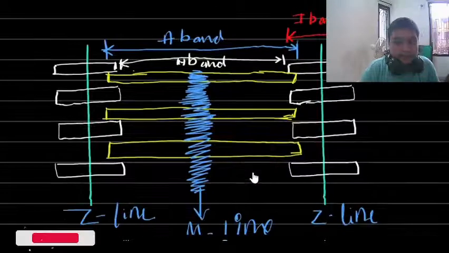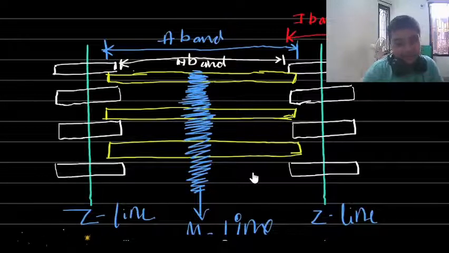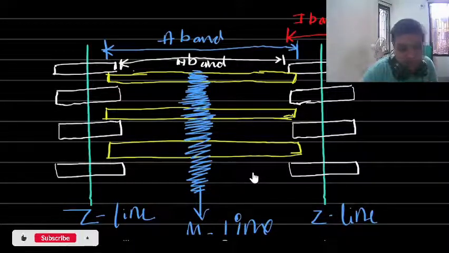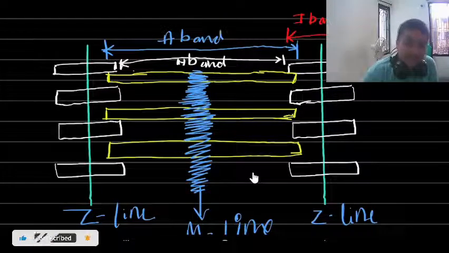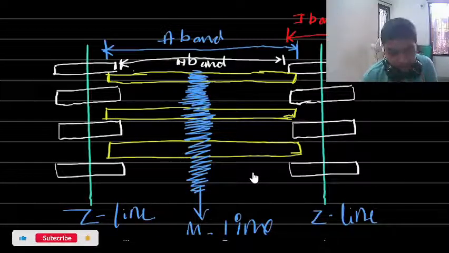This A band, H band, I band, all of these are parts of the contractile unit. What is a contractile unit? It is a sarcomere. Now only we saw it.